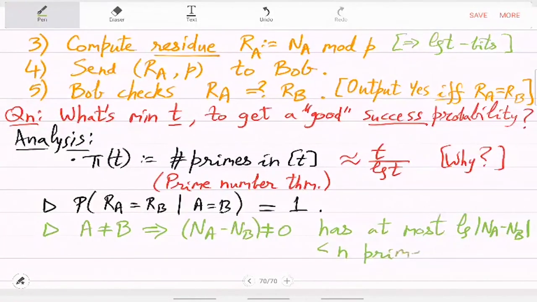Prime factors. Because if it has n prime factors, then each prime factor is obviously at least 2. So, the prime factors are 2, 3, 5, 7, all of them are at least 2. So, you will get 2 raised to n, which is a number that is bigger than this difference, right? So this number has magnitude less than 2 raised to n, so it cannot have more than n prime factors. So, there are few prime factors.